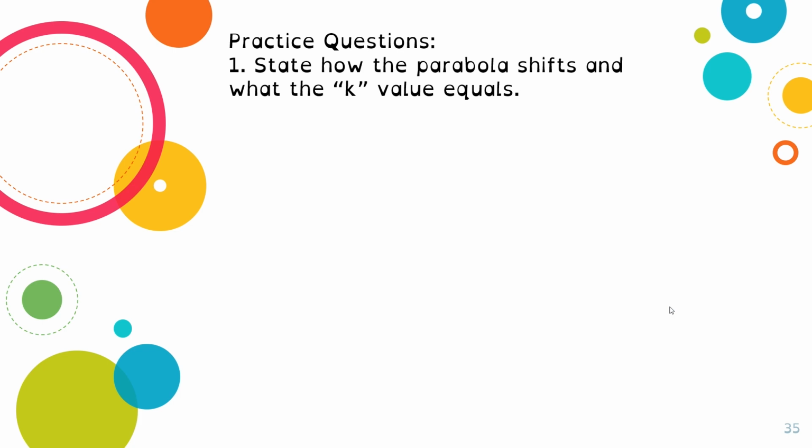So let's do some practice problems. We're going to state how the parabola shifts and what the k value is for each of these equations. So A is y equals 4 times (x minus 3) quantity squared plus 6. Now we've got a lot of stuff going on, and we have to remember that our k value is the number at the end. It doesn't matter if we have other numbers in there. It's the number that was being added or subtracted at the end. So for this question, k equals +6. So are we moving up or down? If it's positive, that means we're shifting up 6 units.